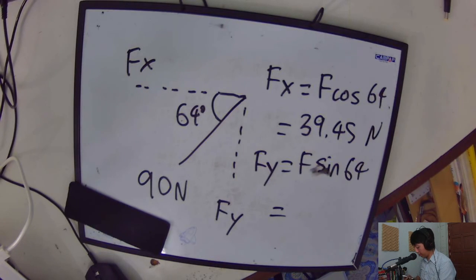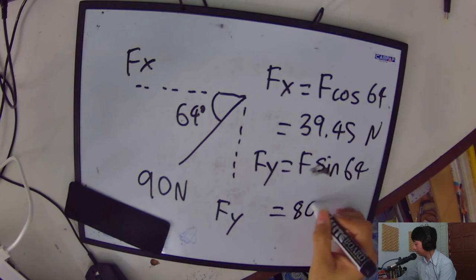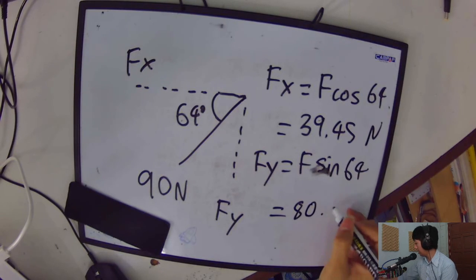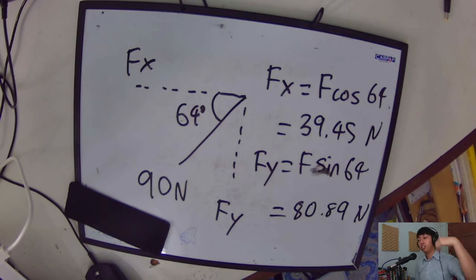and 90 sin 64 equals 80.89. Is that the same answer that everyone got? Yes, sir. Okay, so Kyle has the same answer as me. Yep, okay, good. So we're getting it.